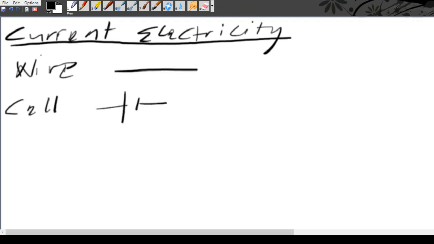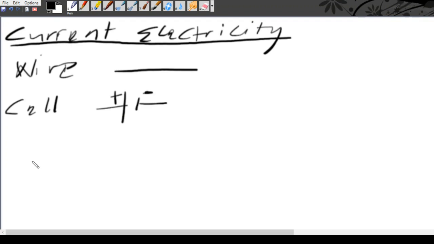The function of the cell is to supply electrical energy, and the cell has a large terminal which is on the left, as you can see, and that represents the positive charge. So this large terminal represents the positive charge, and the smaller terminal represents the negative charge.